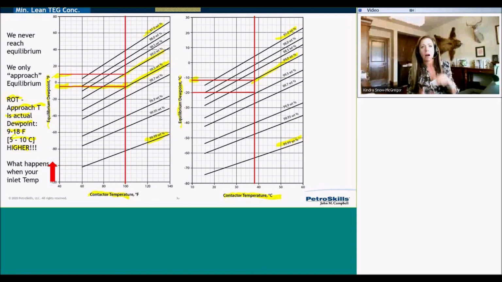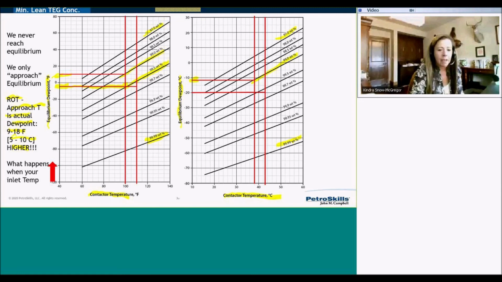Okay. So now let's take a look at what happens when my inlet gas temperature increases. Again, let's go to 110 Fahrenheit. And notice when we increase the gas temperature for the same dry gas condition, now my required lean TEG needs to be 99.6 weight percent, not 99.5. And if I was still trying to run with the 99.5 weight percent, I'm not going to meet my dry gas spec.